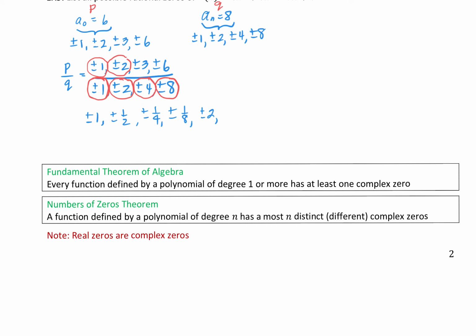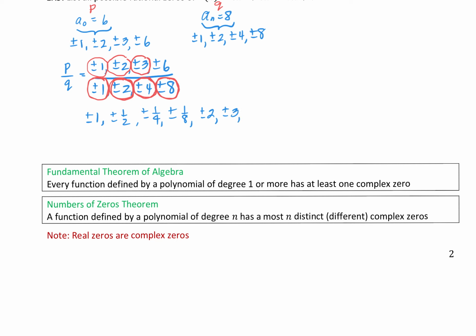2 over 2 would be plus minus 1, which is already listed. 2 over 4 would be plus minus half, which is already listed. And 2 over 8 would be 1/4, so that's already listed. We'll go to 3 over 1. That will give us a plus minus 3.